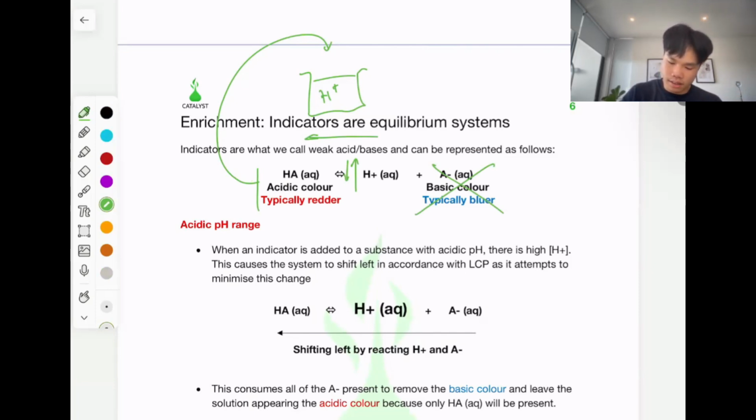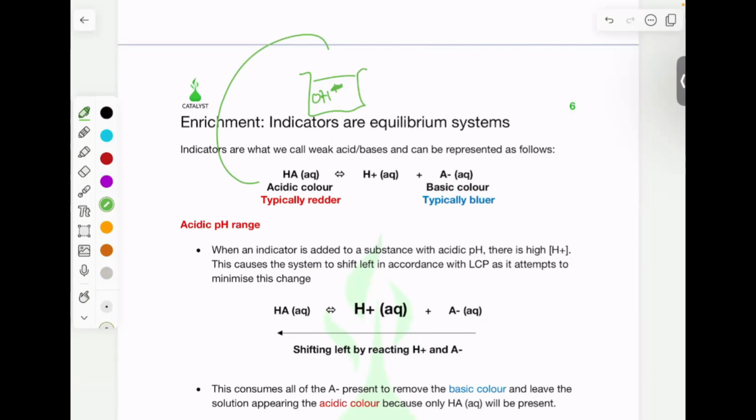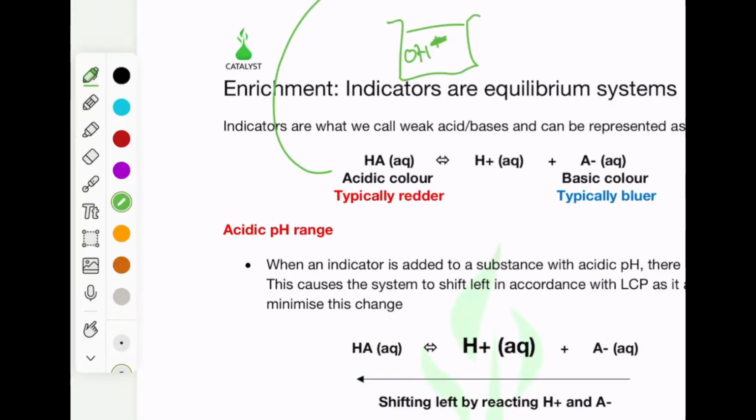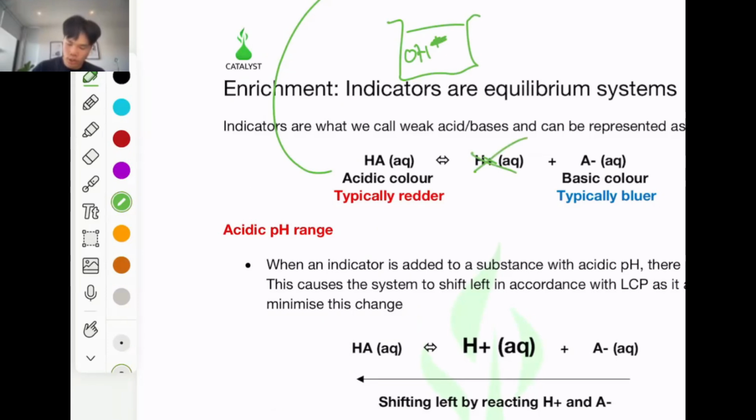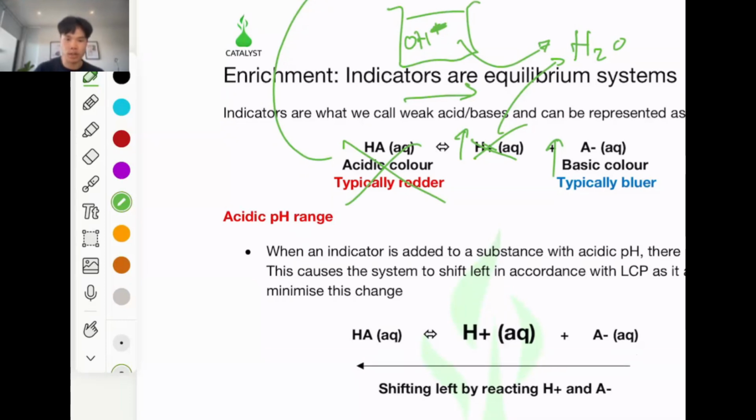On the other hand, say that you added this into a system that contained instead OH minus, lots of base. This would be a case where the OH minus reacts with H plus to form water, neutralization, and instead the system is going to shift to the right in order to bring back up the H plus, which creates a bluer color whilst consuming the red. So an indicator works in the same way as an equilibrium shifting left and right, just depending on how much H plus or OH minus there is.